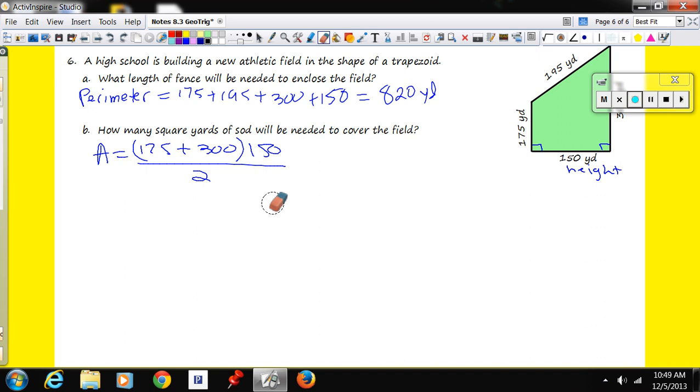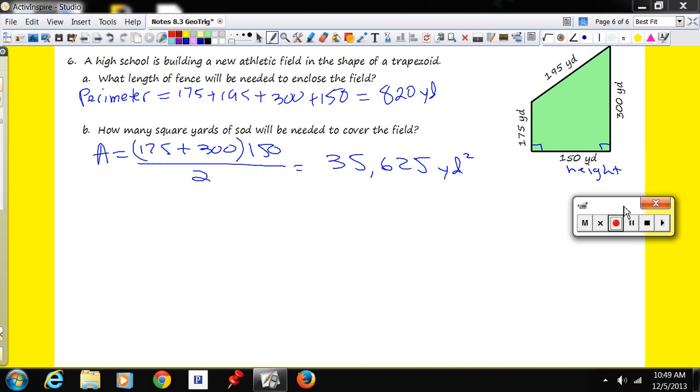So you're going to need quite a bit of sod. Check my math, but I think it's 35,625 square yards of sod that they would need if you plugged all that into your calculator. So you add your 2 bases. Here was base and a base. Your height is where the 90-degree angles are, and then you divide by 2.